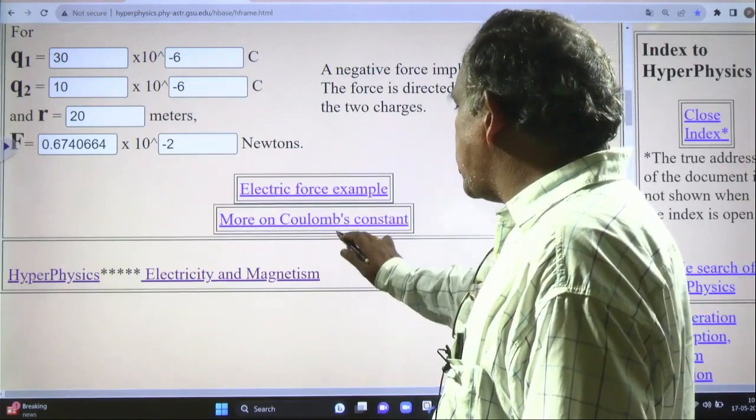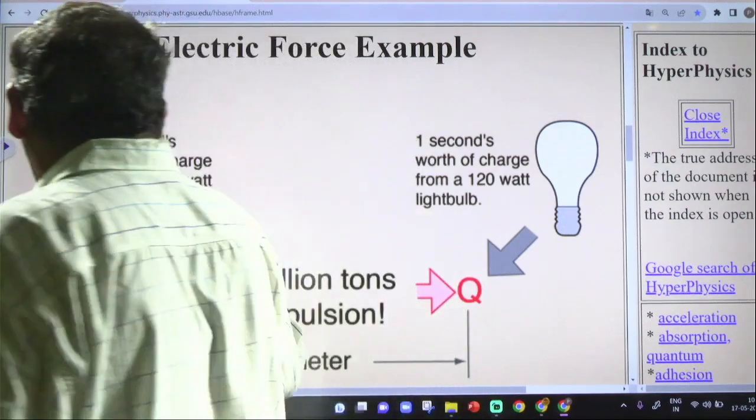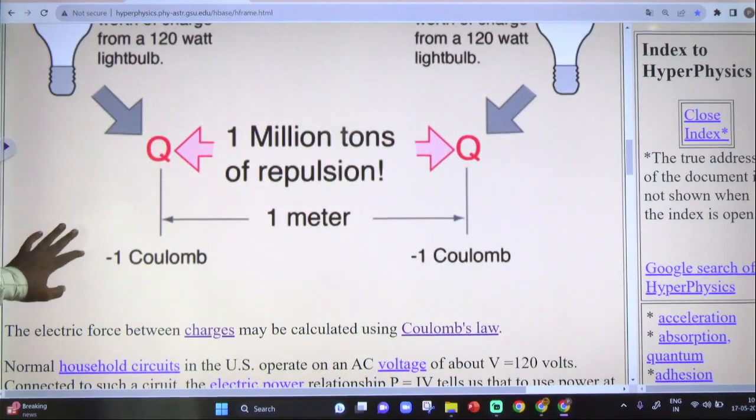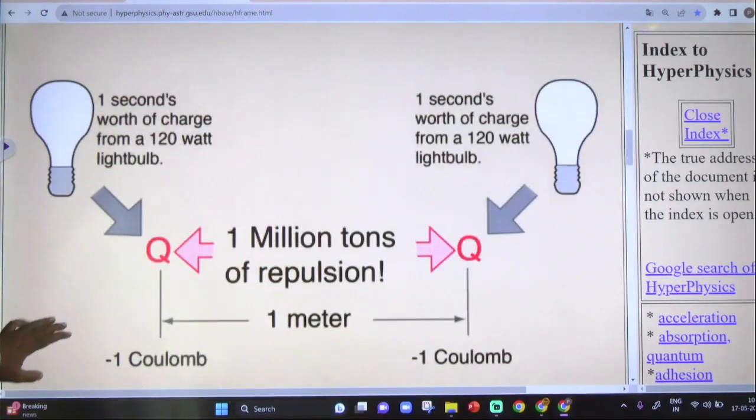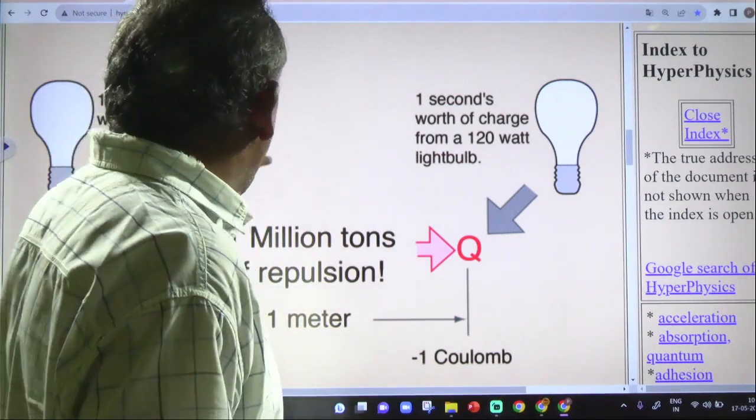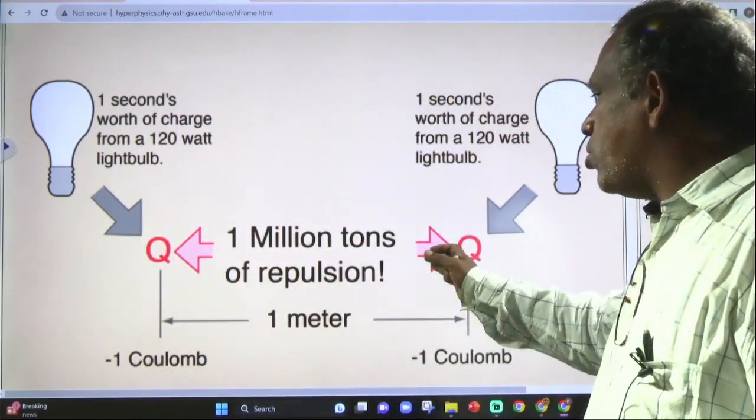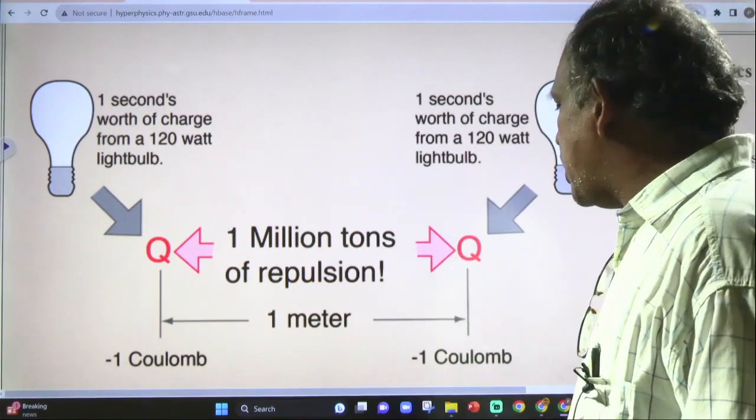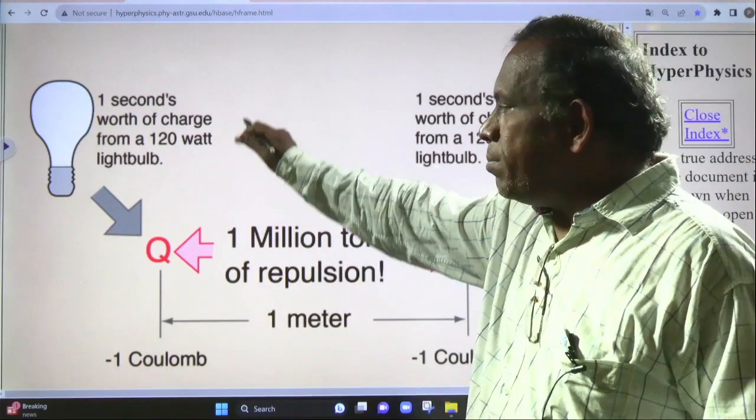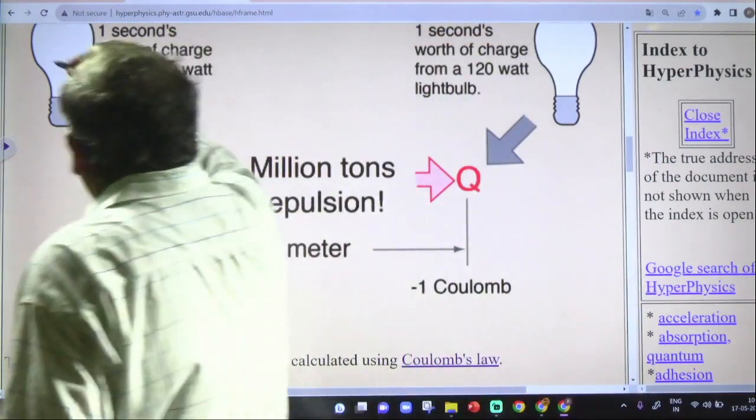The electrical force, examples you take: 1 second worth of charge from a 120 watt light bulb. This is minus 1 coulomb, one example, where 1 million tons of repulsion will be there. So for a 120 watt bulb in daily life examples, how much force of repulsion? 1 million tons of repulsion when you compare with 1 coulomb of charge, so this much difference will be there. That's what is being explained.